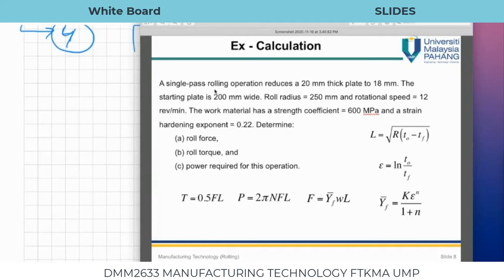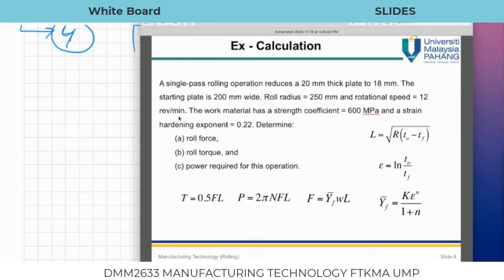So a single pass rolling operation reduces a 20 millimeter thick plate, initial thickness 20 millimeter, to 18 millimeter final thickness. The starting plate is 200 millimeter wide, so initial width is 200 millimeter. Roll radius is equal to 250 millimeter. This time they have given us the roll radius. In the previous numerical, they gave us the roll diameter, which was confusing. This time, no need to divide it by 2.